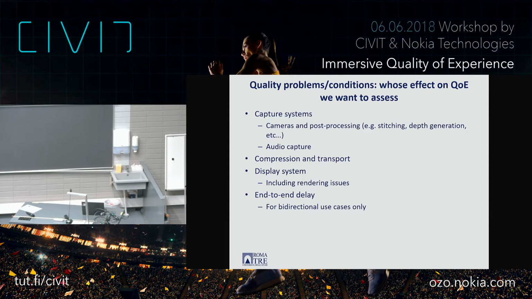Same thing for the audio. Compression and transport: I think it's pretty easy to guess how this can affect the quality. The display system that we're using, and not only the type of display, but also the rendering system. And I'm going to give you some highlights on this later on with some work we also did with Patrick. And then eventually the bidirectional use case. In the bidirectional use case, we have this end-to-end delay, so we need it to be as fluent as possible, because we need it to be really smooth and natural.